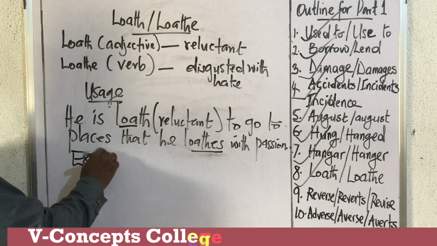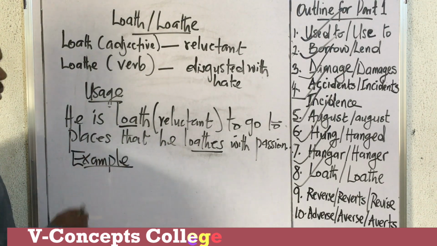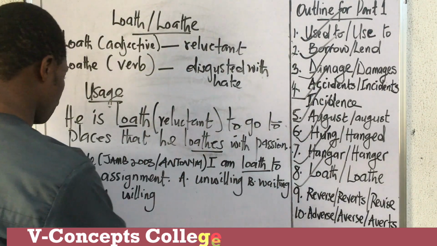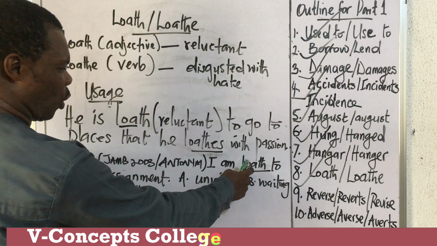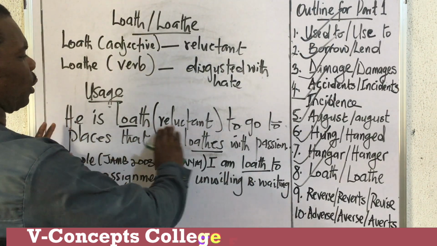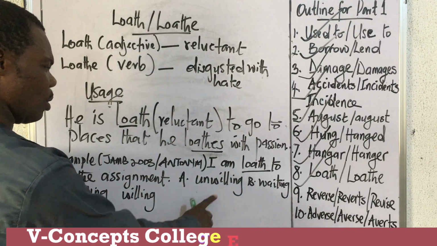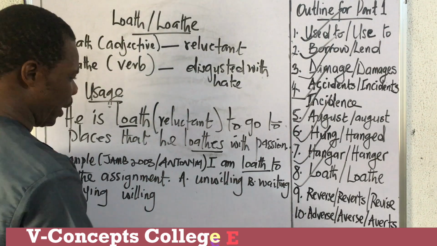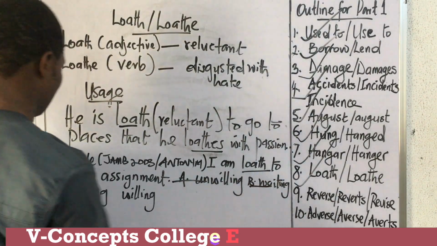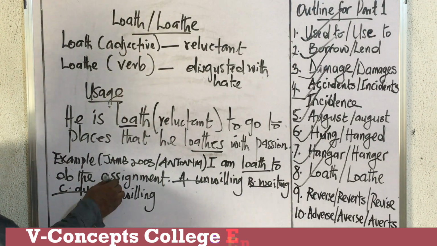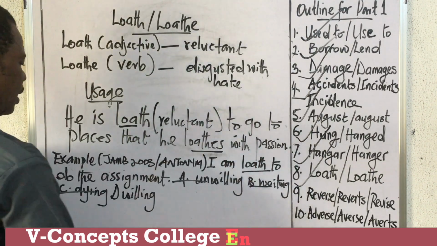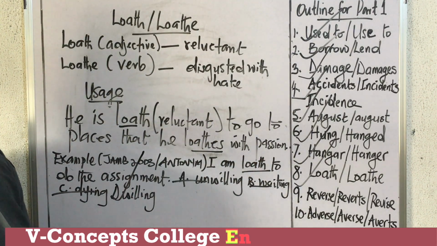Now let's look at their occurrence in past questions. JAMB 2003, Anthony: I am loath to do the assignment. That is, to find a word that is opposite to loath. Now going by what we just explained, loath means to be reluctant. So unwilling is the same thing as loath. When you are loath, you are reluctant, and you are unwilling. So you cross this. Waiting does not apply here. Dying does not apply, but willing is the word opposite to loath. Loath is to be unwilling, that's to be reluctant, while willing is the opposite word to that.